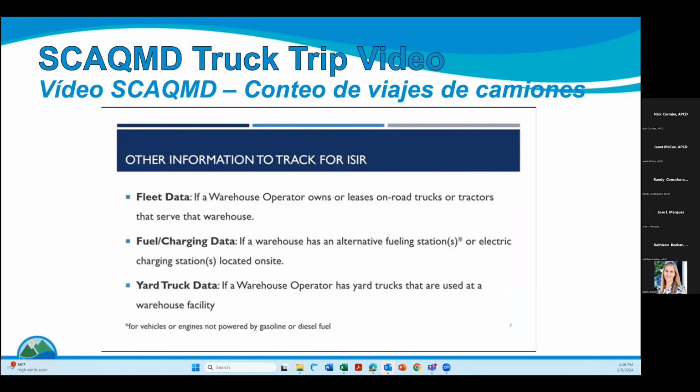Depending on what a warehouse operator has at their warehouse, they may need to track fleet data, fuel charging data, and/or yard truck data for the ISIR. This data will be required for a 12-month period prior to the ISIR due date. Please see Rule 2305, Section E, 2, C through E for more information.